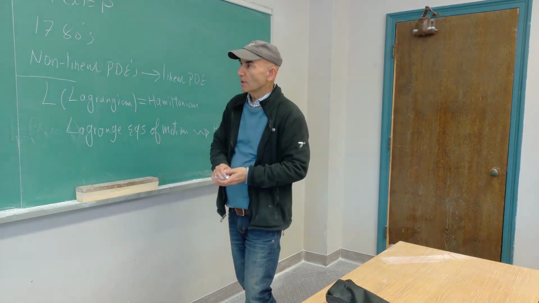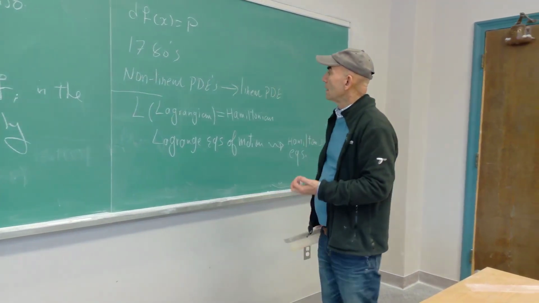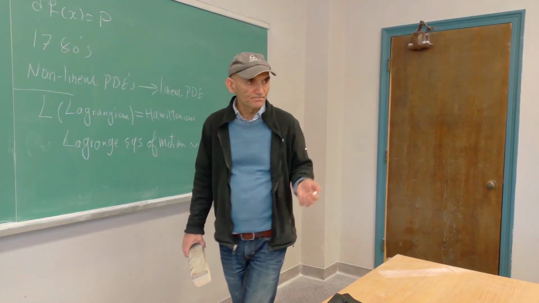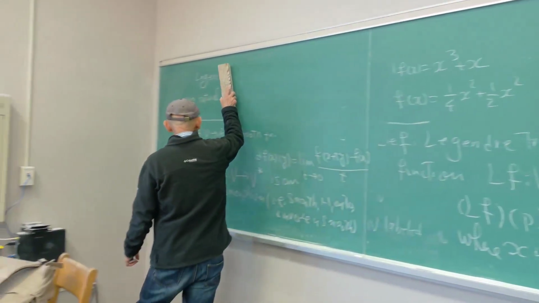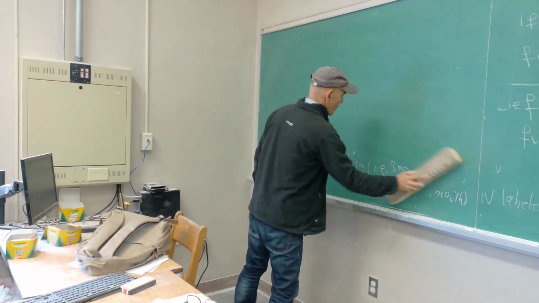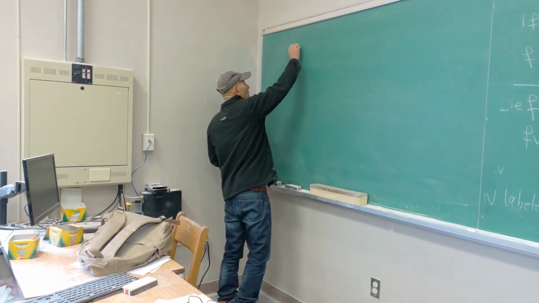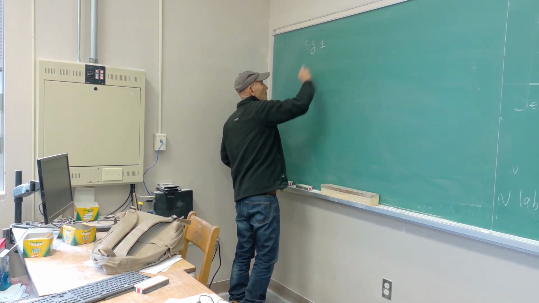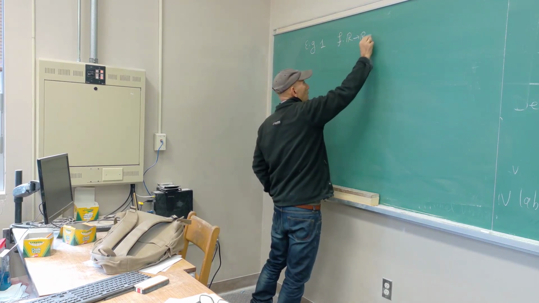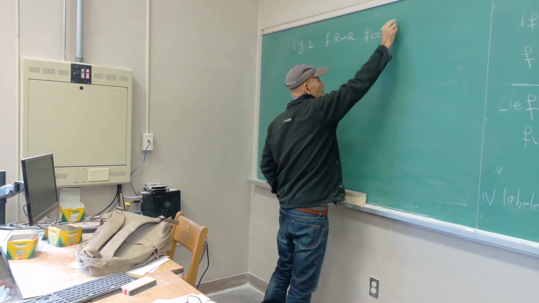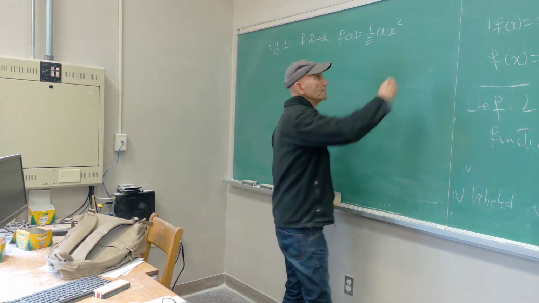Okay, so let's see why we did this. Right, let me give you an example. Any questions? Yeah, so let me now give you an example. This is example one. So f goes from R to R, f of x equal to 1/2 a x squared. And of course, a is different from zero.